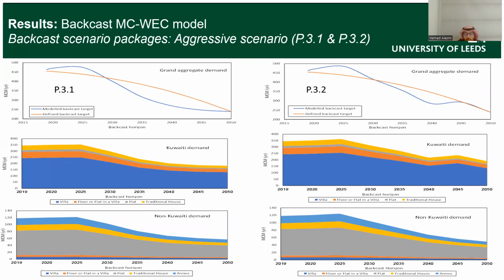And the last target is the aggressive one. The first package is highly efficient appliances adopted with high market penetration for all household components. And the second package is the market penetration of efficient appliances for all household components, plus the application of other measures, which are education and economic measures. The demand in this target has been reduced to reach 239 million cubic meters at the end of the backcasting horizon.